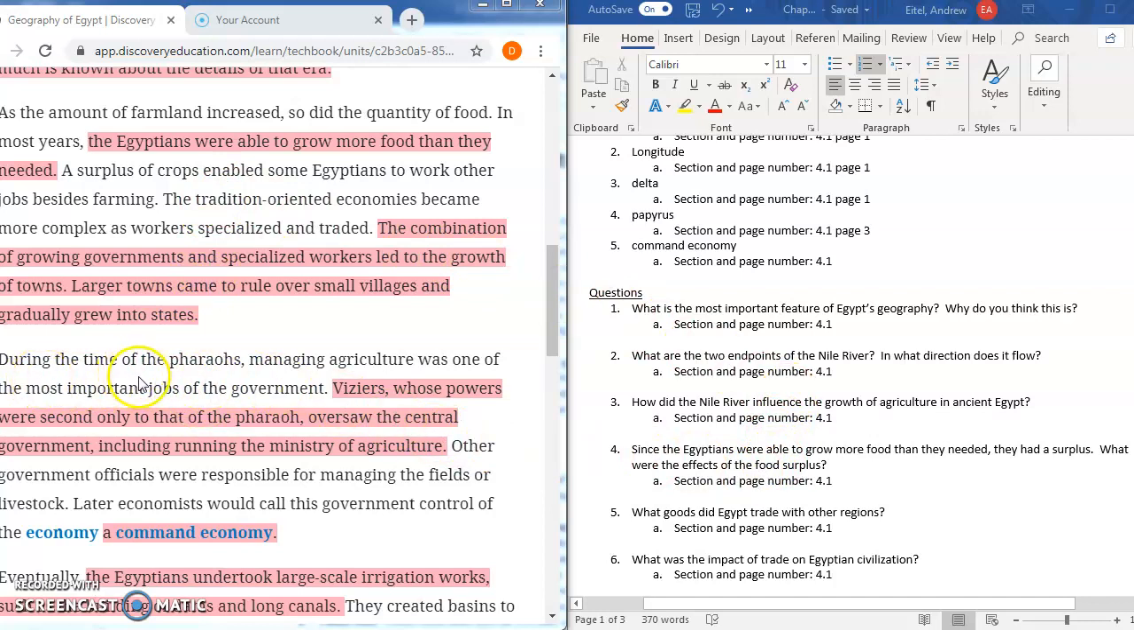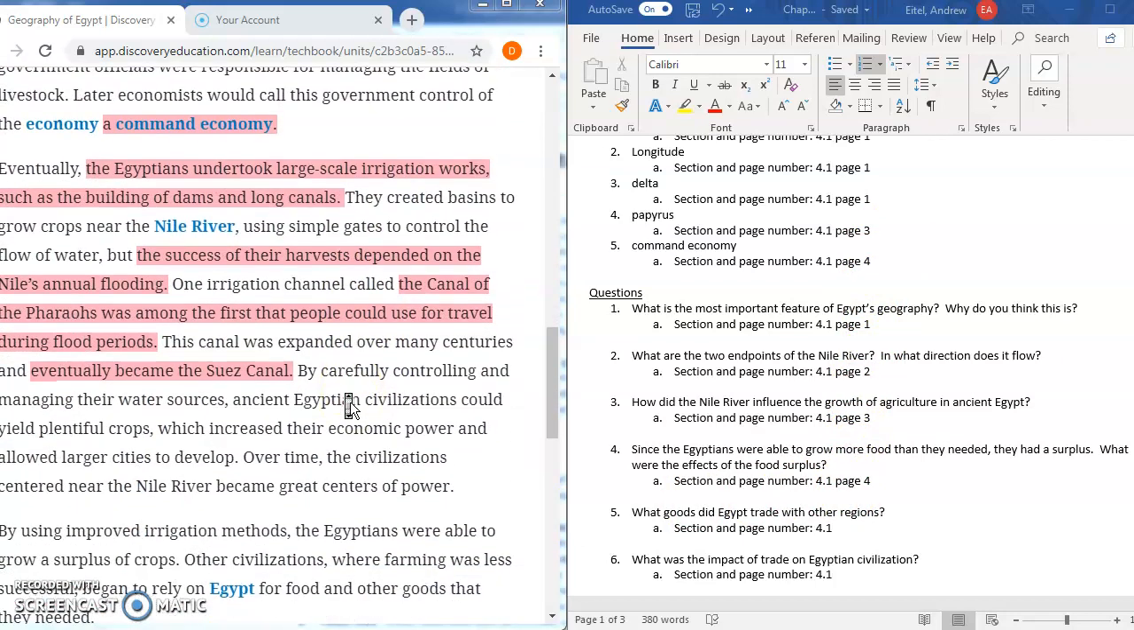During the time of the pharaohs, managing agriculture was one of the most important jobs of the government. Viziers, whose powers were second only to that of the pharaoh, oversaw the central government, including running the Ministry of Agriculture. Other government officials were responsible for managing the fields or livestock. Later economists would call this government control of the economy a command economy. That brings us to our last definition on page 4. So in addition to writing the page numbers up here, I've put them along here as well.